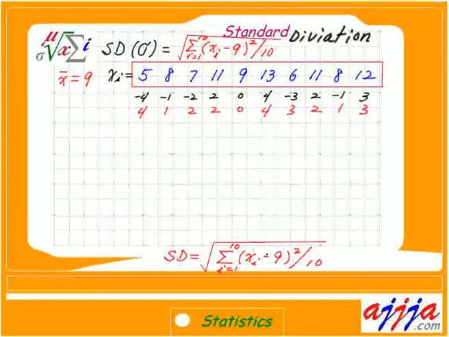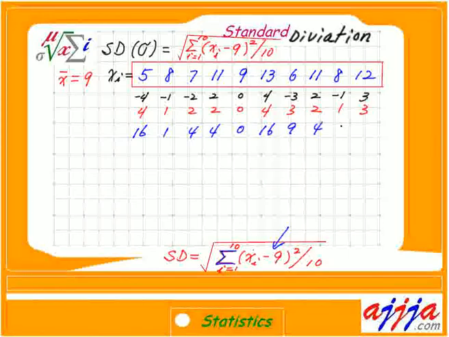Then, what did I say? Actually, we need absolute values, right? That means change everything to positive. So 4, 1, 2, 2, 0, 4, 3, 2, 1, 3. Now, square everything, you remember? I'm going to put this formula first. Now you've got all these absolute values, then you square all of them.